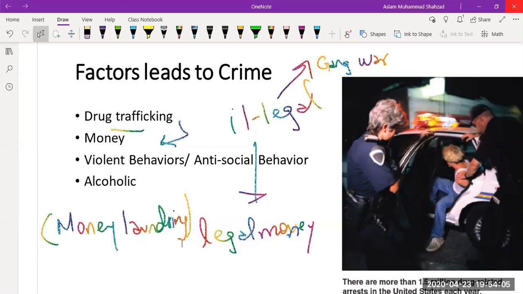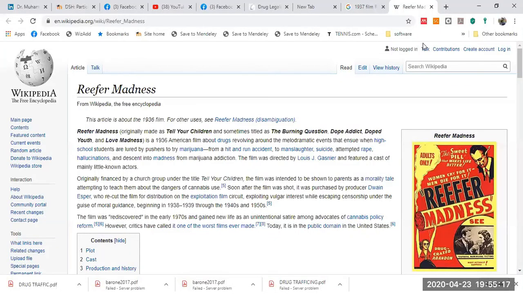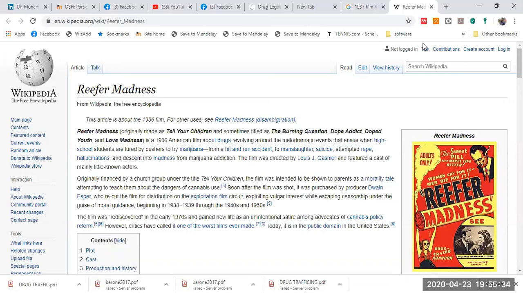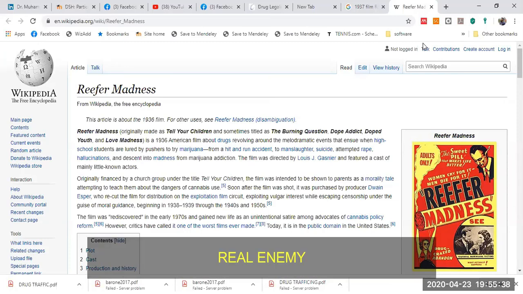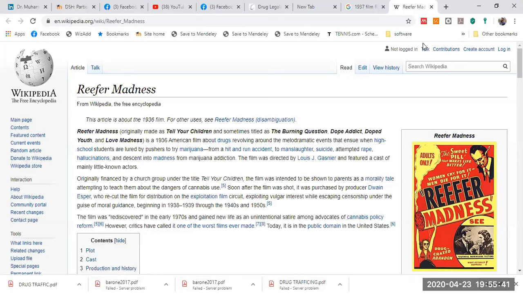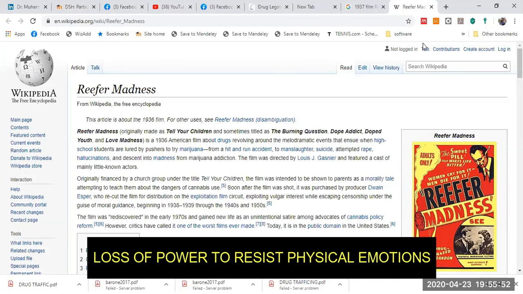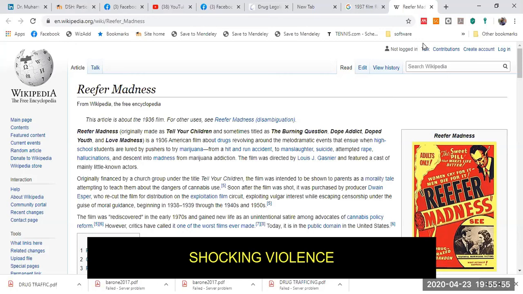And they also explain this in terms of different movies. I'm going to show you one movie that is mentioned in the textbook as well. This is the movie Reefer Madness, which is mentioned in the textbook and also shown on Wikipedia. It is about the use of marijuana, and the film says that the use of marijuana is a real enemy and soul destroying. They say that the use of marijuana can lead to emotional disturbance, inability to think, loss of power to resist physical emotions, and finally shocking violence.